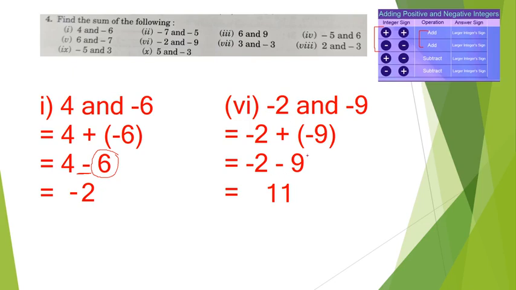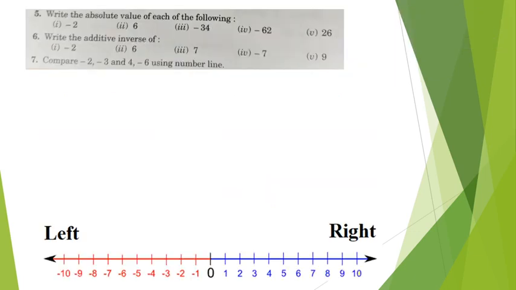And what sign will we have to put? The sign will be dependent upon the larger integer. Here the larger integer is 9. Its sign is minus. So we have to put a negative sign here. That's it. Our answer is -11. Just like this you can solve the remaining questions. Okay. Now questions number 5, 6 and 7.